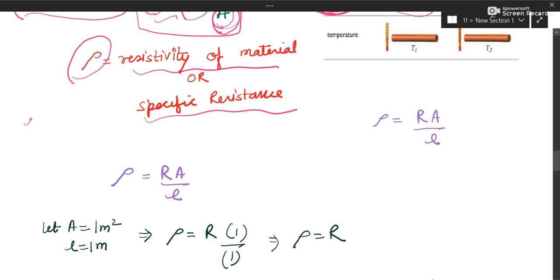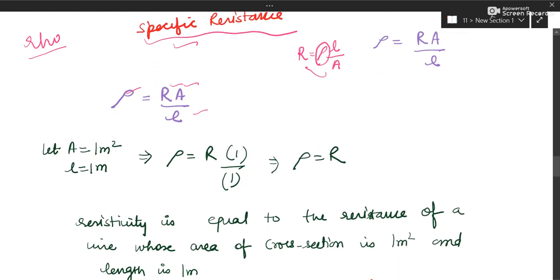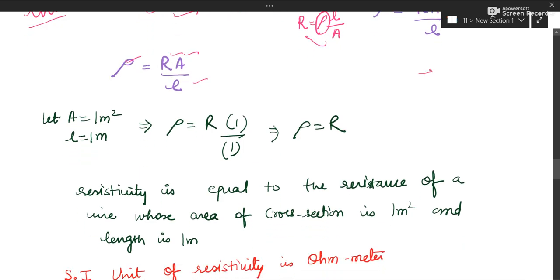Rho is the name of the symbol, but it is denoting resistivity, and the other name is specific resistance of material. So what formula do we have? We have the formula R is equal to rho L by A. So what is rho from here? A will go this side, so rho is equal to R A by L. Now what is the SI unit? SI unit is ohm meter. We write like this, ohm meter.